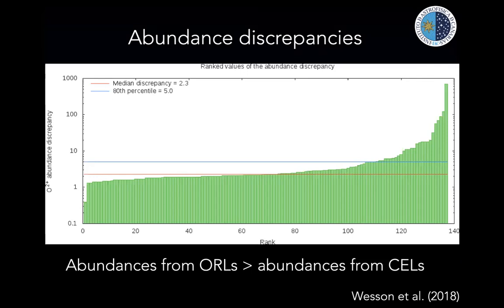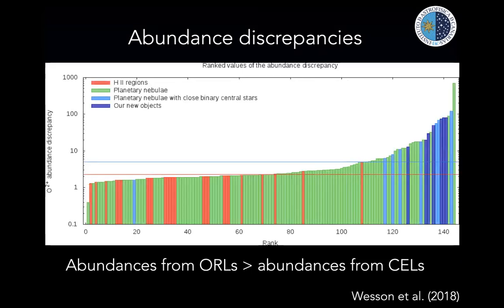So if we overlay on top of this plot what these are, you can see that the H II regions sort of cluster around the left-hand side or are relatively evenly distributed. Planetary nebulae in general cover everything. And planetary nebulae with binary central stars, which are here marked in light blue and dark blue, are almost always at least in the very high end, in this extreme tail. So this is telling us that there's something going on in these binary planetary nebulae, which leads to this strong discrepancy between recombination lines and collisionally excited lines.